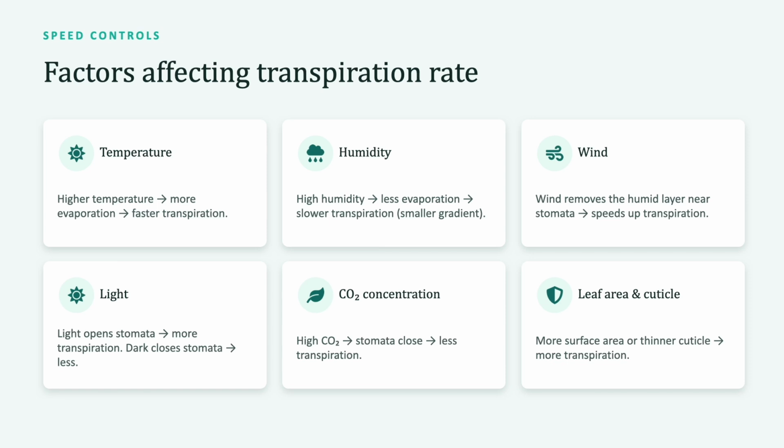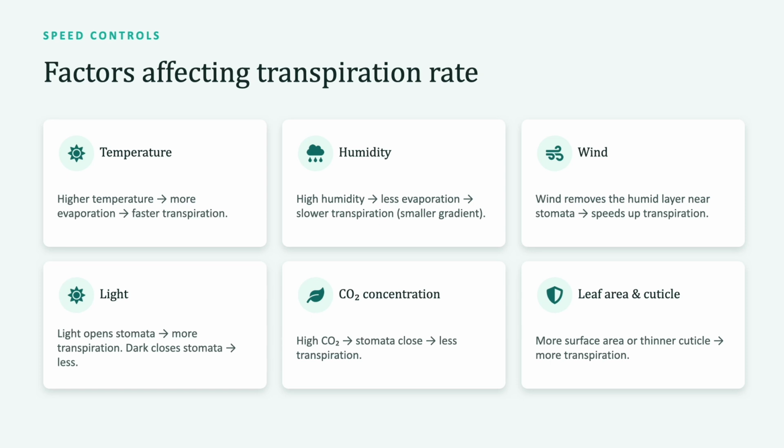Several factors control how fast transpiration happens. Temperature. Higher means more evaporation, faster transpiration. Humidity. If the air is already moist, the concentration gradient is smaller, so transpiration slows. Wind. It blows away the humid layer near the stomata, speeding things up. Light. It triggers stomata to open.